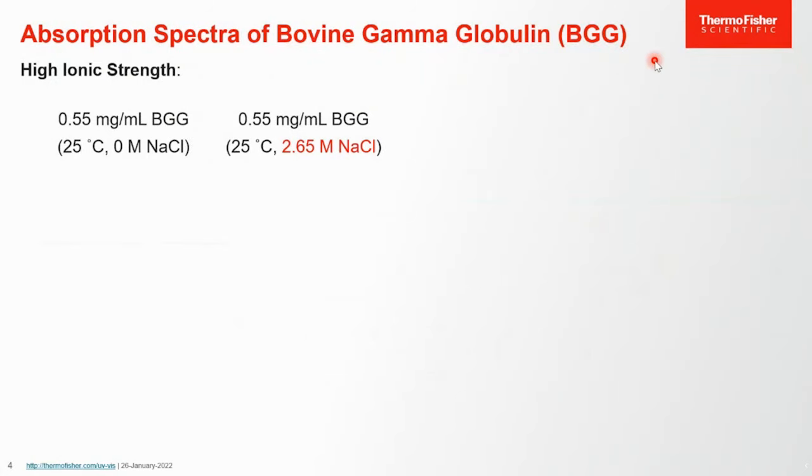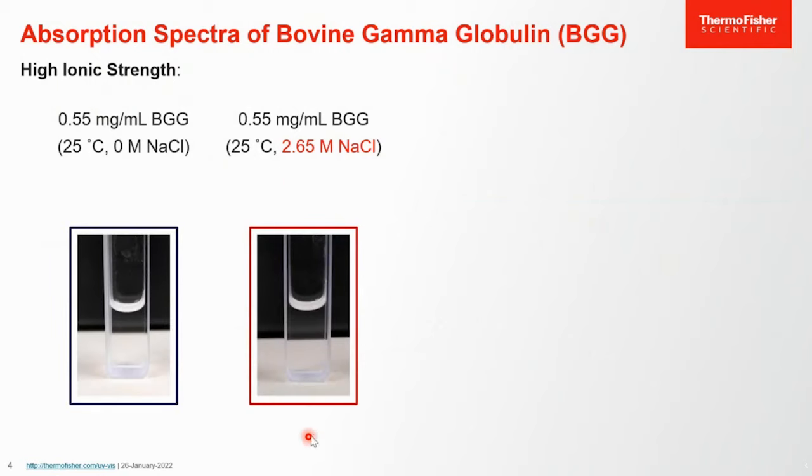So I chose to study bovine gamma globulin, which is a fairly stable protein in solution. And I used a concentration of 0.55 milligrams per milliliter for both my control and the solution that I would like to induce aggregation in. And this time I'm using an ionic strength change to induce that aggregation. So I'm using 2.65 molar sodium chloride in my solution to cause that aggregation to occur.